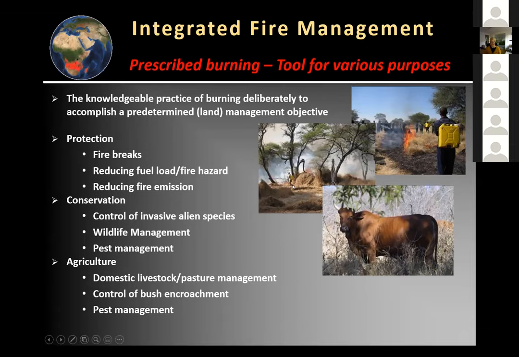2007 in Botswana. After 2006, there was a quite heavy rainy season producing quite a lot of fuel, which we try to reduce by prescribed burning, controlled burning. And of course, hence this also reduces the fire emissions of the late season fires.